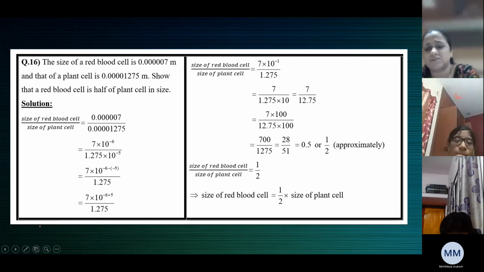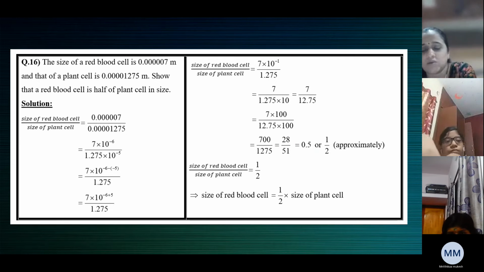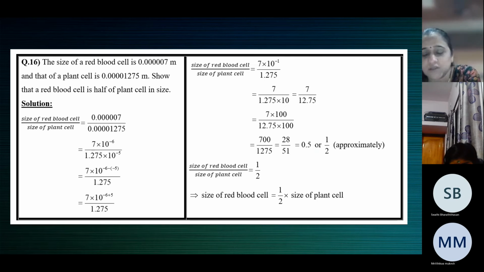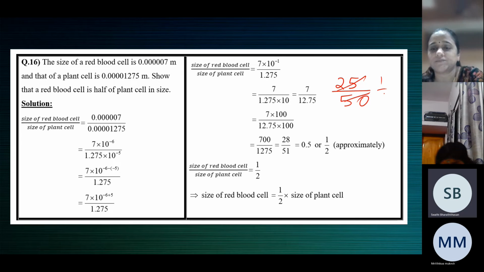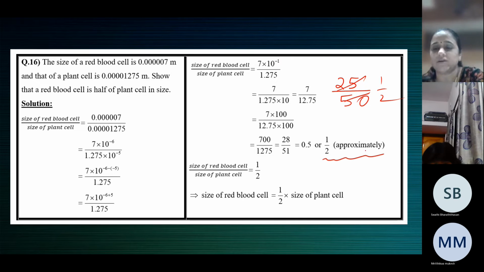Now you have to approximate it. You might not exactly get 1 by 2. So now this 28 by 51, how do you look at 28 by 51? 28 is somewhat close to 25, right? And 51 is close to 50, which is 1 by 2. So we are taking an approximate value here. That's how you finish the answer. You're just taking an approximate value.